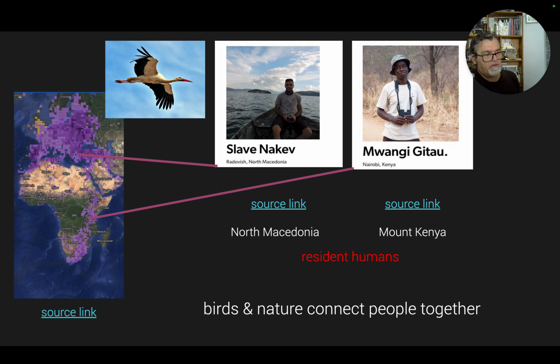The white stork in this case has been seen by Slave Nakev in North Macedonia and Mwangi Gitao in Kenya. I don't know if it's the same bird they watched, but it's possible. So birds connect us in a way that we are not aware of. It connects people. So nature, of course, connects people together.